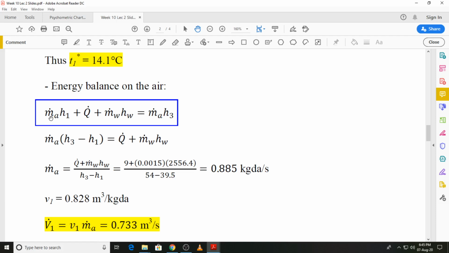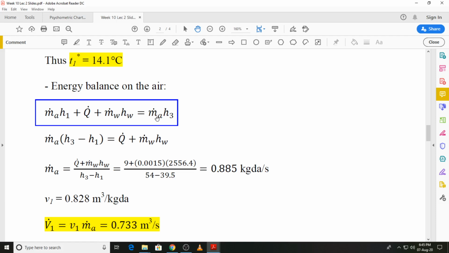When it enters the room, it has an energy content of m dot A H1. Because it is sensibly heated at a rate q dot, we add that to the energy at state 1. In addition, when you add water or moisture, it will also carry energy with it, and that will be equal to m dot W HW, and all these three terms, when they are summed up, will be the energy content of the air when it leaves the room, that is at state 3.